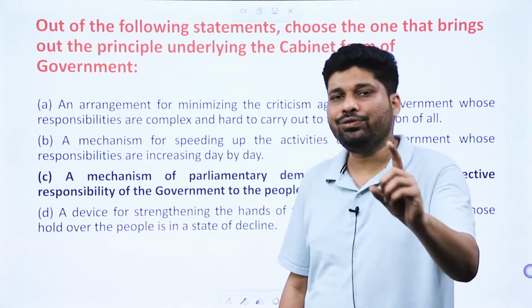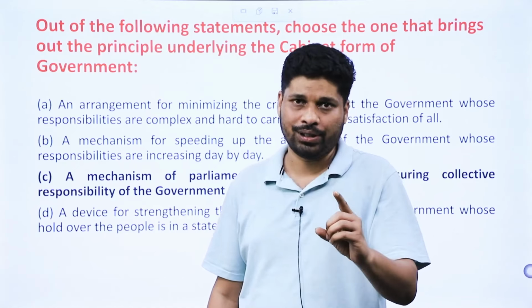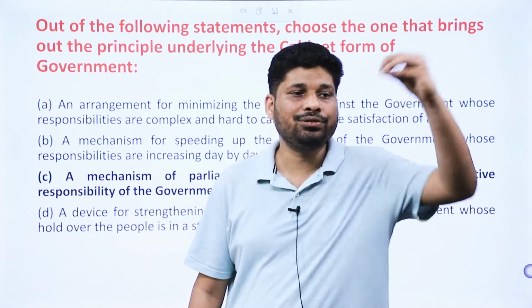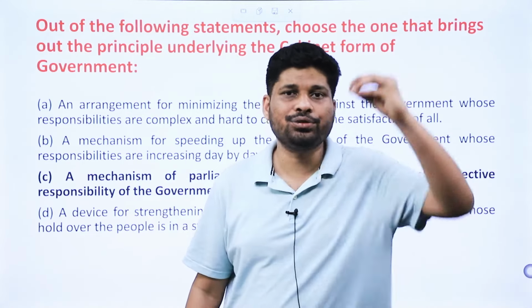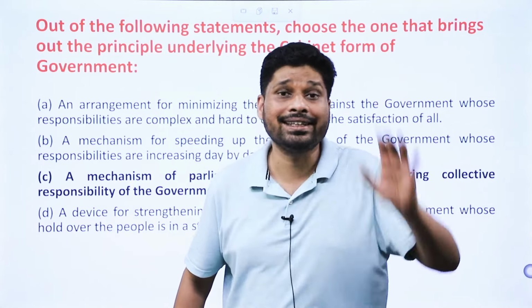They will ask you the meaning of parliamentary form of government or cabinet form of government. Meaning of it is same. And what is the meaning? Executives are responsible to the lower house, executives are responsible to the Lok Sabha. यही आंसर होता है, यही आंसर रहा है, यही आंसर होगा.